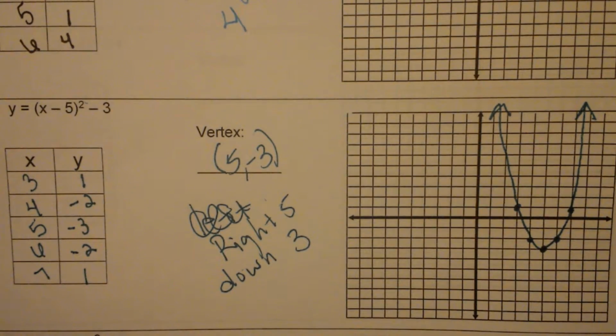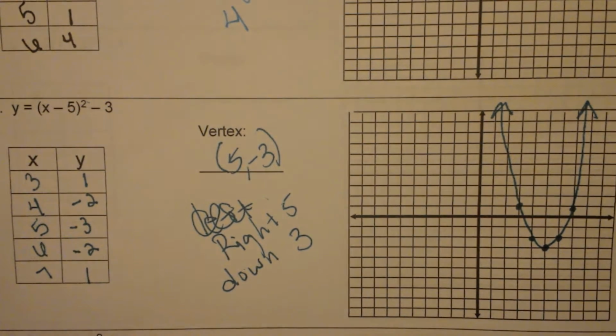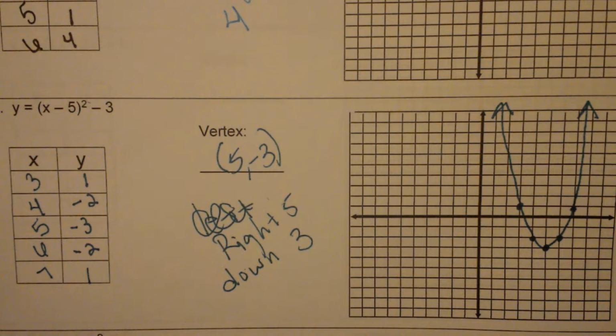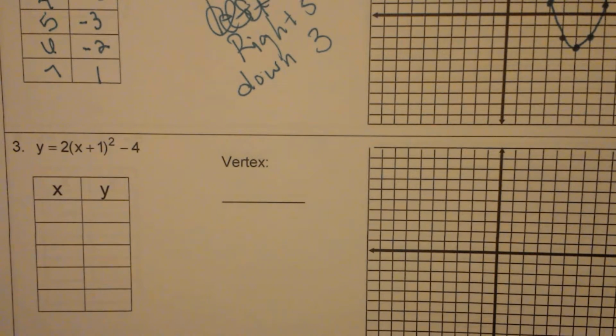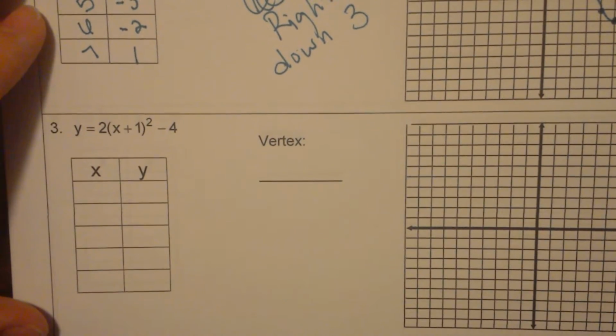That's very easy to see from the vertex form. So the vertex form is very helpful for graphing. So the next one, I have a 2 thrown in, so maybe we're going to have some stretching, some compressing. X plus 3, that's going to be a -1.